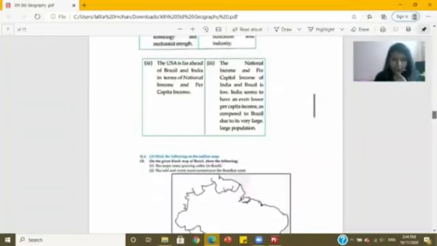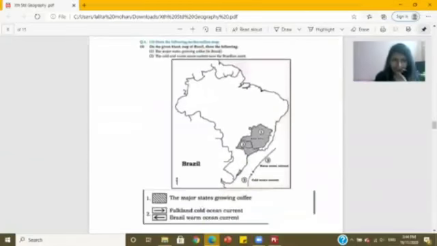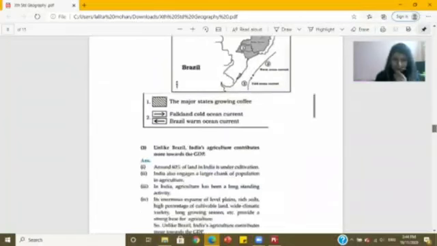Moving ahead to question 4a, which is a map based question. If you see here, the first question is the major states growing coffee. Answer is Sao Paulo and Minas Gerais. And the second one is we are showing two currents, that is cold Falkland current and warm current from Brazil. This is question number 4a.